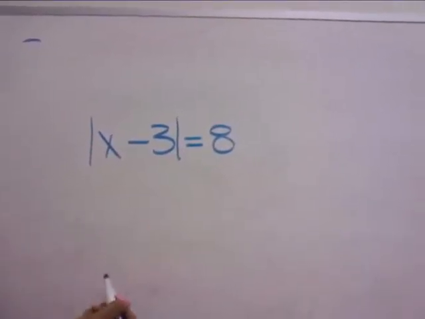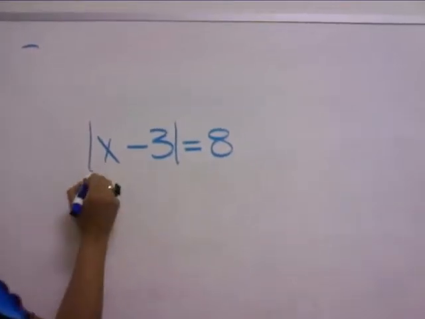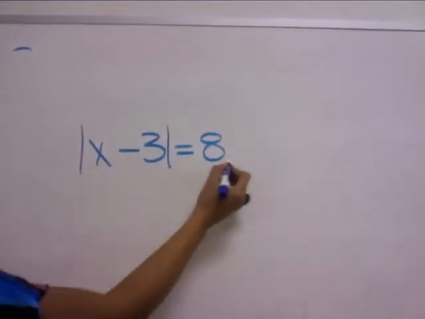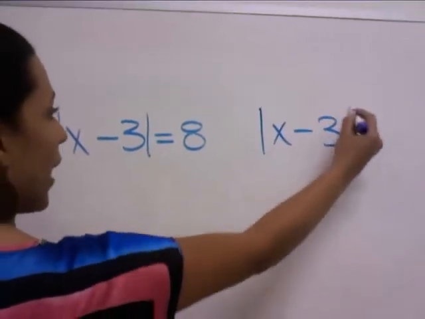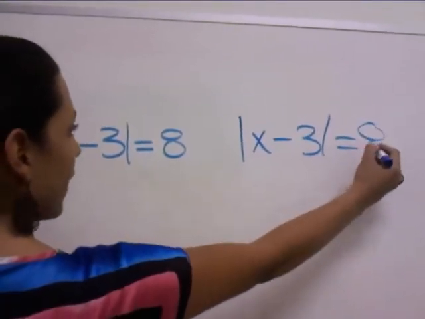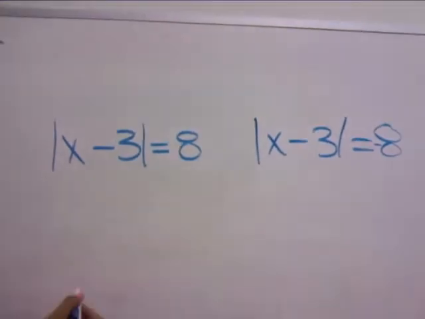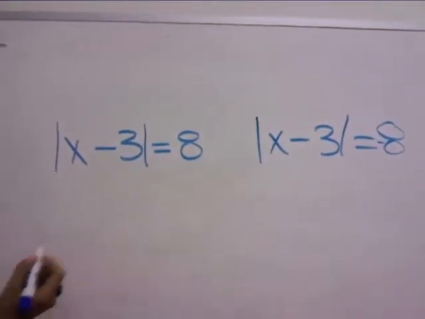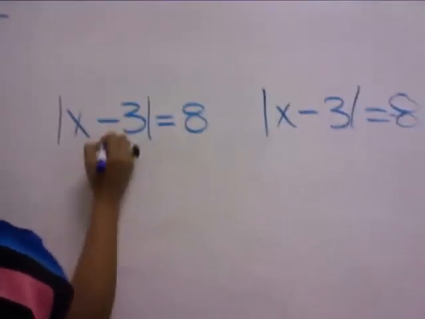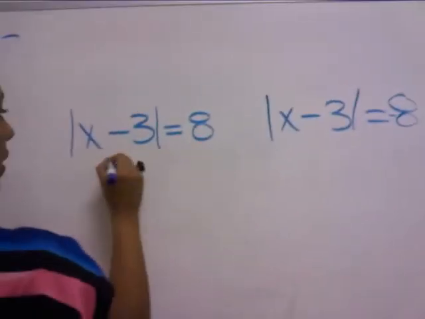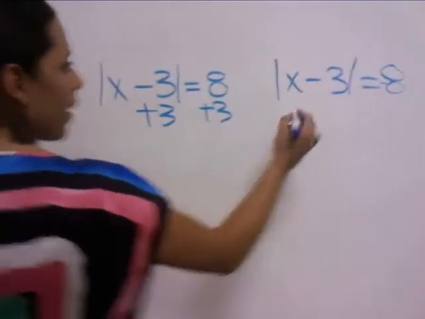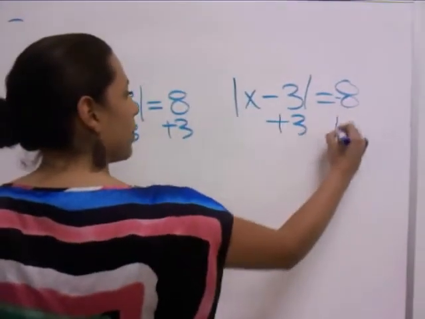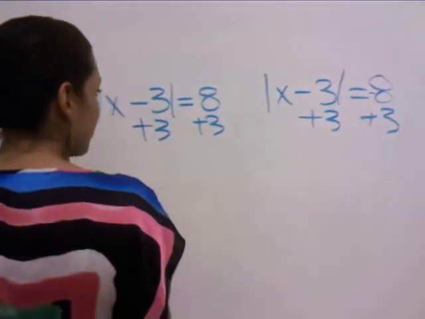This leads to two equations: x minus 3 is equal to 8, and x minus 3 equals negative 8. So now we have to solve. Whatever's on the inside, you're going to bring it out, so plus 3 on both sides of each equation. Then you're going to solve.